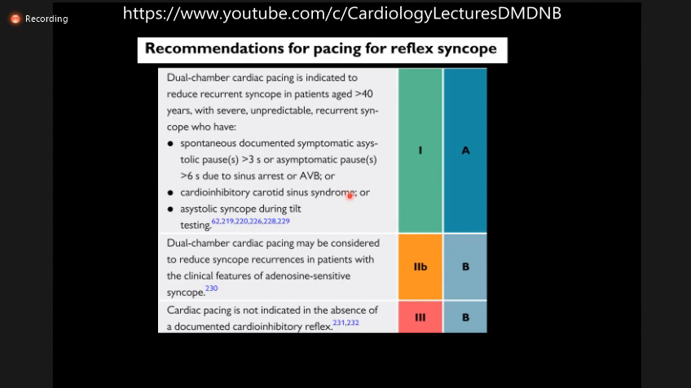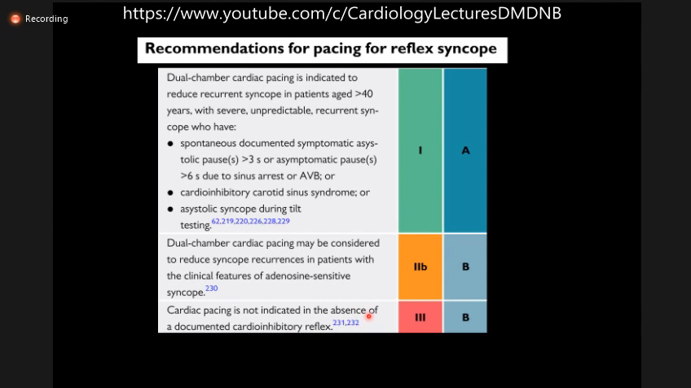Dual chamber cardiac pacing may also be considered in patients who have multiple syncopal episodes with the clinical features of adenosine sensitive syncope, where you can administer an adenosine challenge and document an adenosine conduction issue, which may be amenable to dual chamber cardiac pacing, especially in patients with recurrent syncope. What about cardiac pacing in the absence of a documented cardioinhibitory reflex? In patients who present with a probable reflex syncopal setting, if you cannot document a cardioinhibitory subtype of reflex, pacing is clearly not recommended.